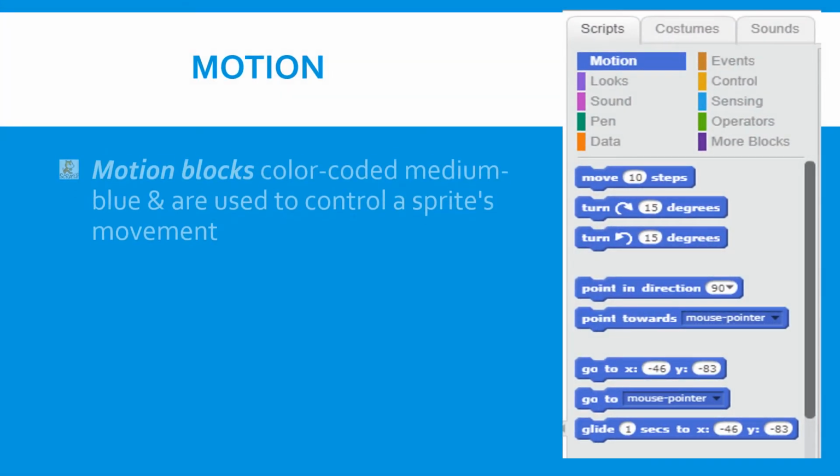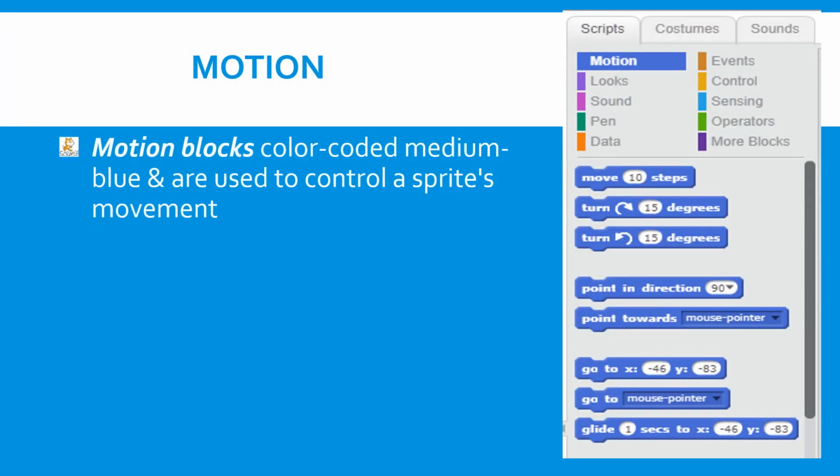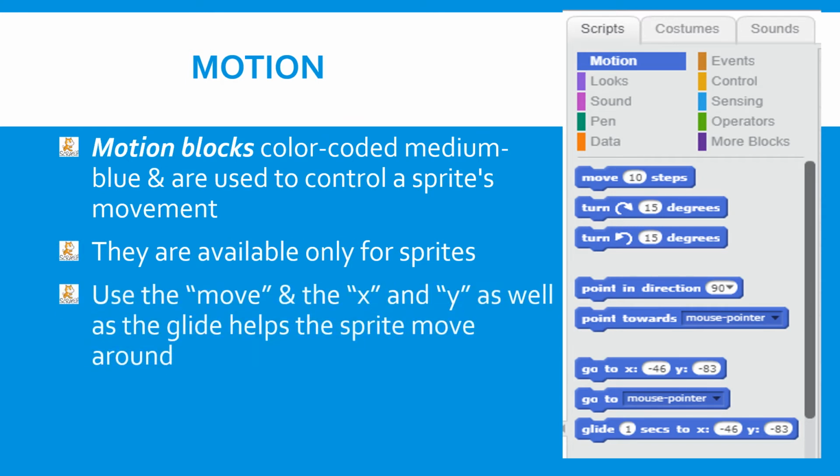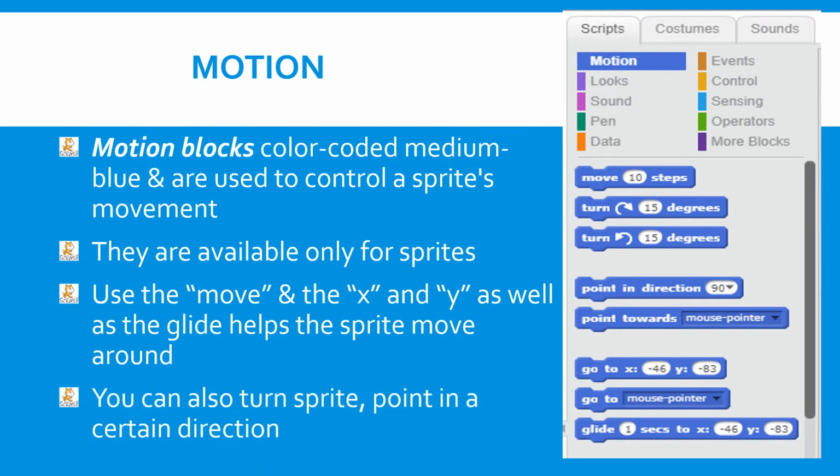Motion. Motion blocks are color-coded medium blue and are used to control a sprite's movement. They are only available for sprites. Use the move and the X and Y as well as the glide to help the sprite move around. You can also turn the sprite, point it in a certain direction, etc. The best way to learn how to use motion is just to use all of them to see what they do.